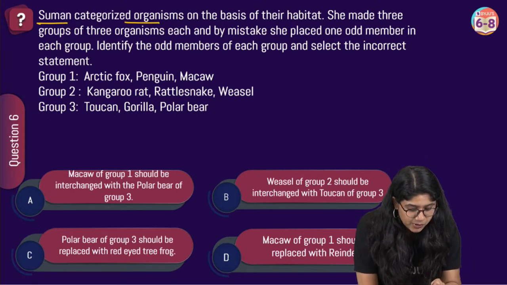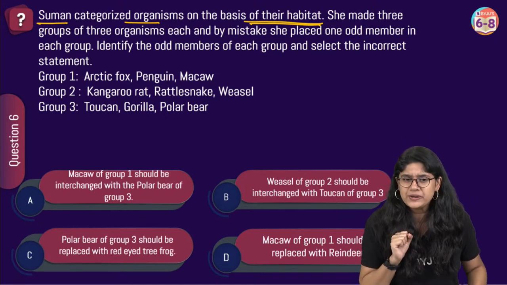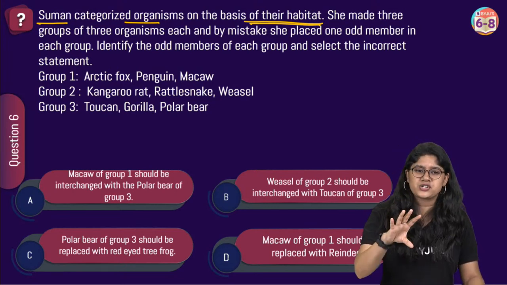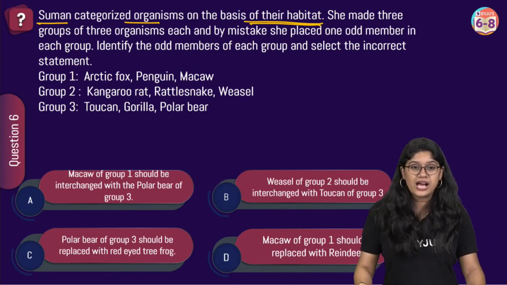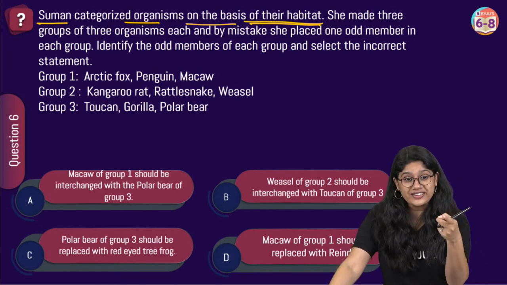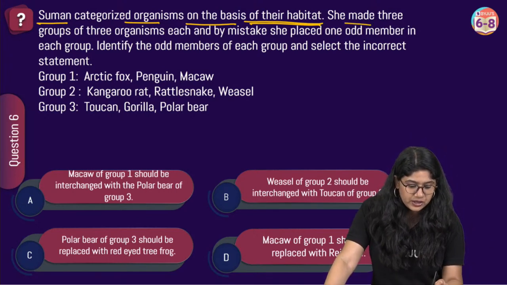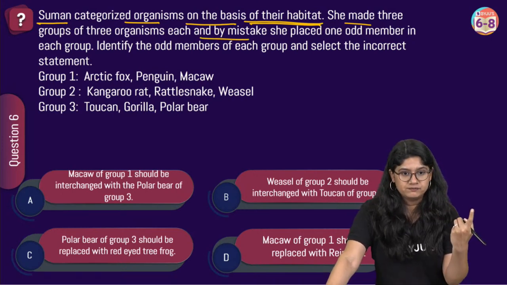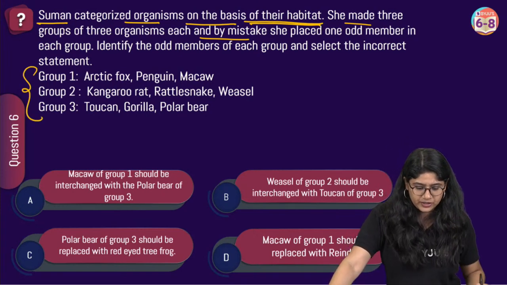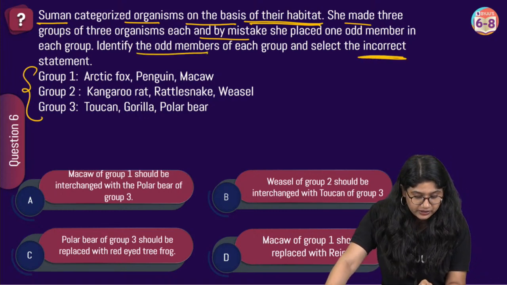Suman categorized organisms on the basis of their habitat. What is habitat? Quickly, everyone, write in the chat box. What is habitat? I'll count till 3. 1, 2, 3. Let's understand the question. See, Suman is categorizing these animals on the basis of the places where they live. Very good, Purnima. Their natural place where they live. She made an error, and by mistake, she placed one member odd. Out of these three lists, there is one member in each which is kind of odd. We have to identify the odd member of each group and select the incorrect statement.